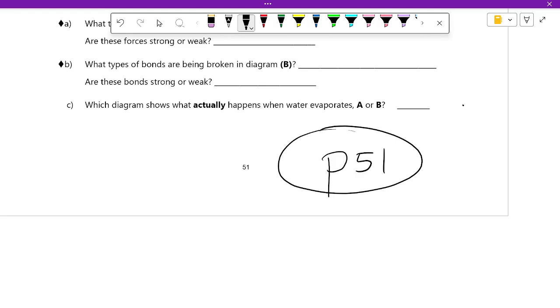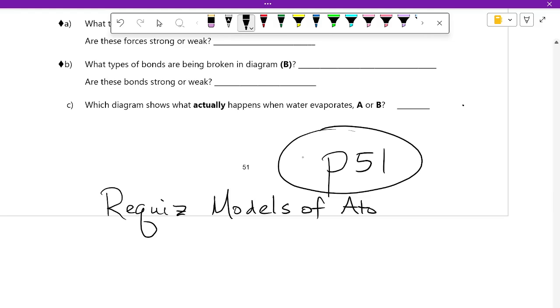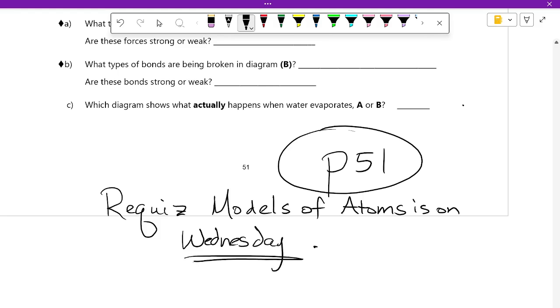The periodic table? Perhaps. We'll see how far we get. Oh, the re-quiz. I would like the re-quiz. Would we like it tomorrow or Wednesday? Wednesday? Okay, so the re-quiz on models of the atoms will be on Wednesday. Thank you for asking. I'd forgotten about that.